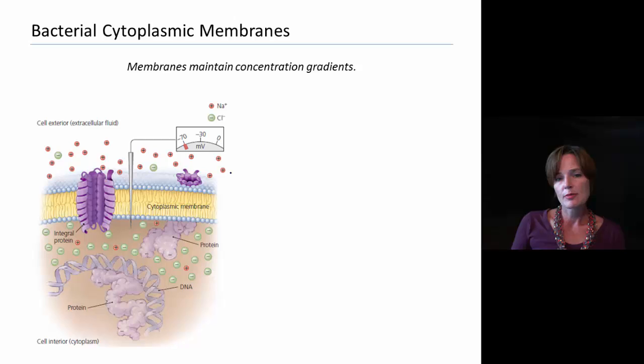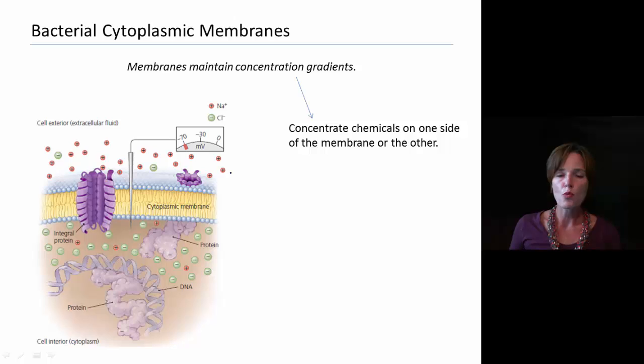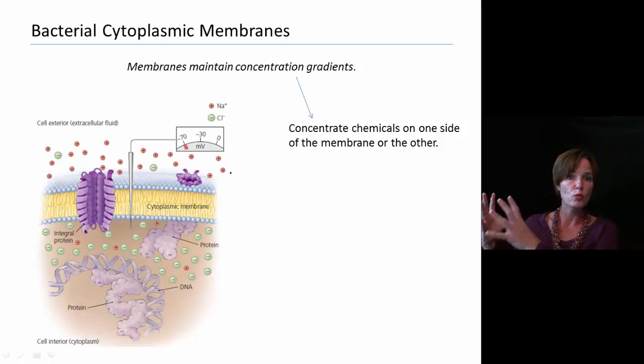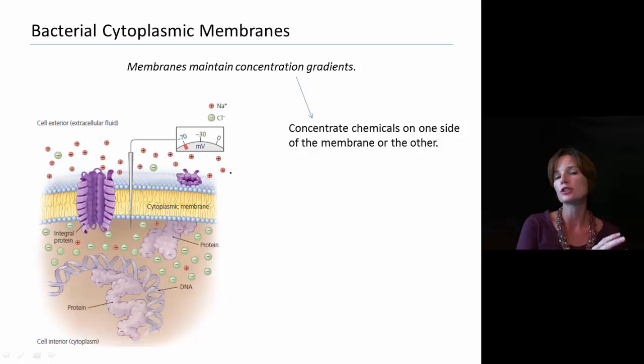Another thing to understand about membranes, because they are blocking the passage of a lot of stuff through, is that they are able to maintain concentration gradients. Concentration gradients are when we're able to concentrate chemicals on one side of the membrane or the other. Or another way to say it is we can have a different concentration on one side compared to the concentration that we have on the other side.